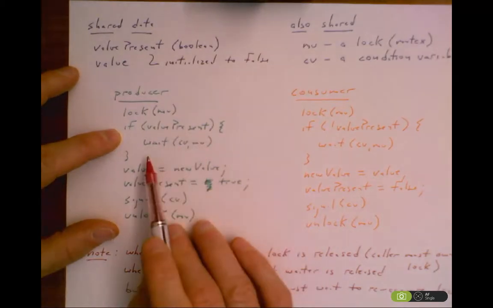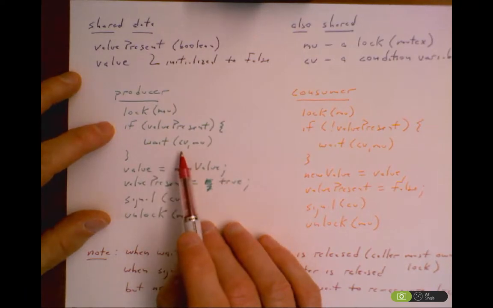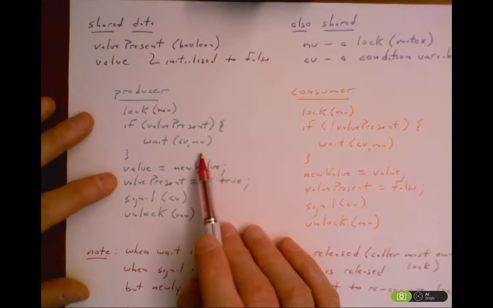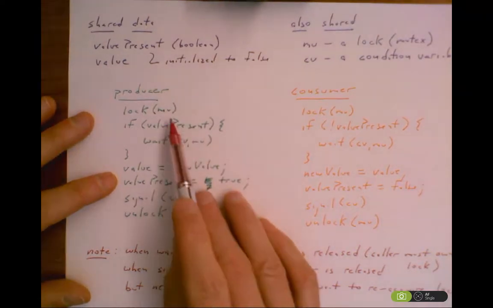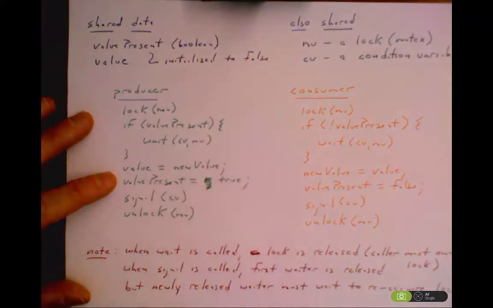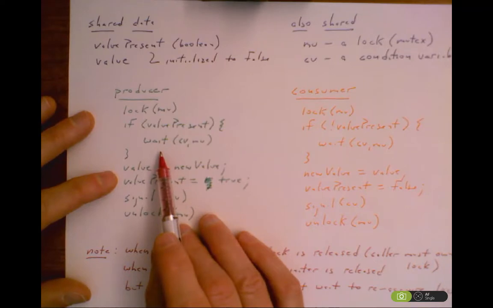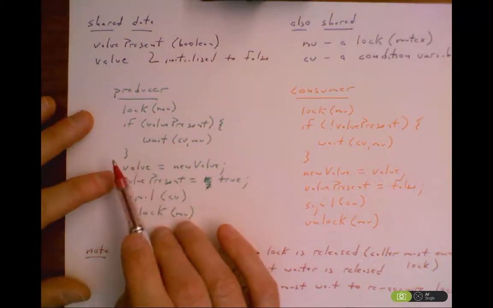If there's a value present, then I have to wait. And the wait primitive operates on both the condition variable and an associated mutex. The wait primitive requires the caller to own that lock. But I'm waiting now for an event to happen. The way I'll be awakened is by a signal to this condition variable. So at some point that signal will come, it'll wake me up.